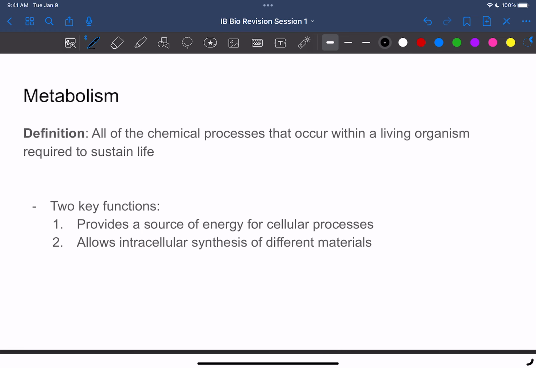Okay. Next, we're going to go to metabolism. So, what is metabolism? Metabolism is all the chemical processes that occur within a living organism required to sustain life. So, all the chemical reactions that you need to live, that's your metabolism. This word may be familiar to you, but something like glycolysis is a pathway that's in metabolism.